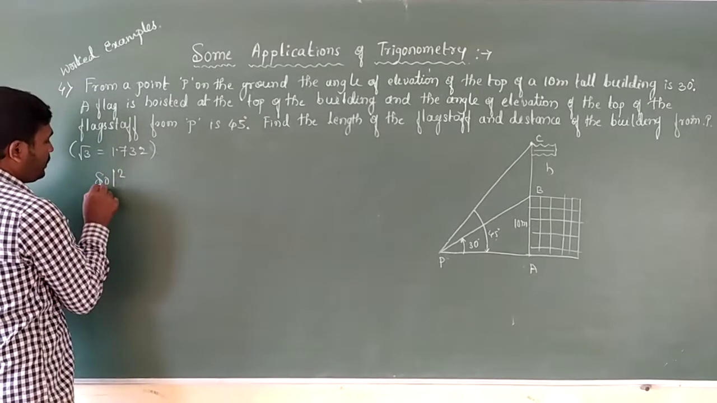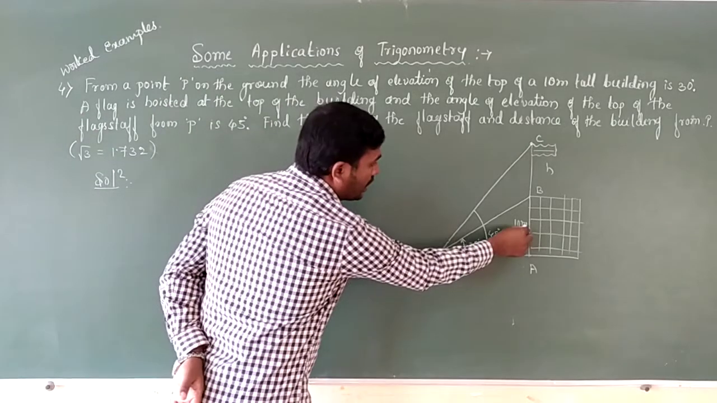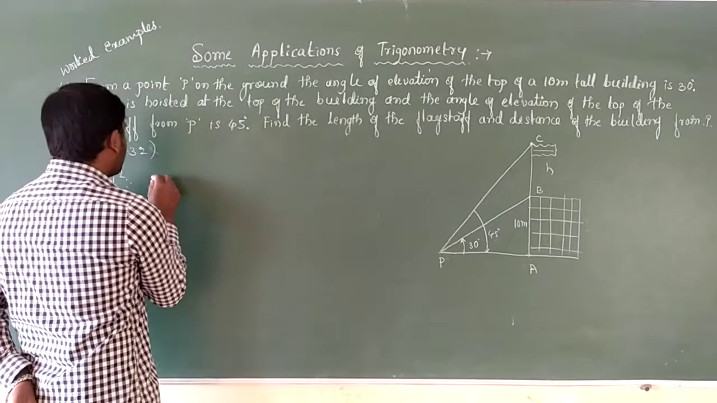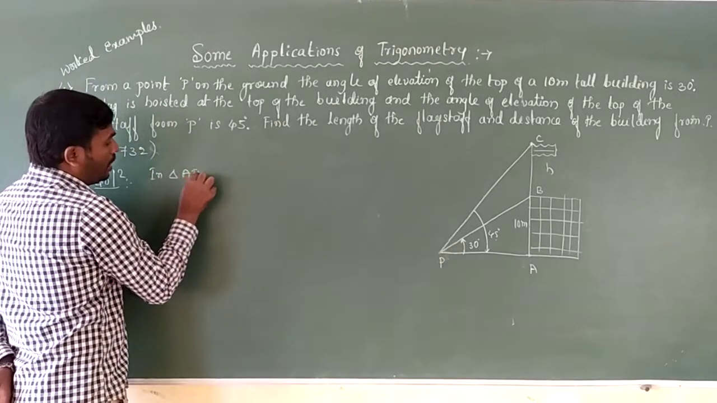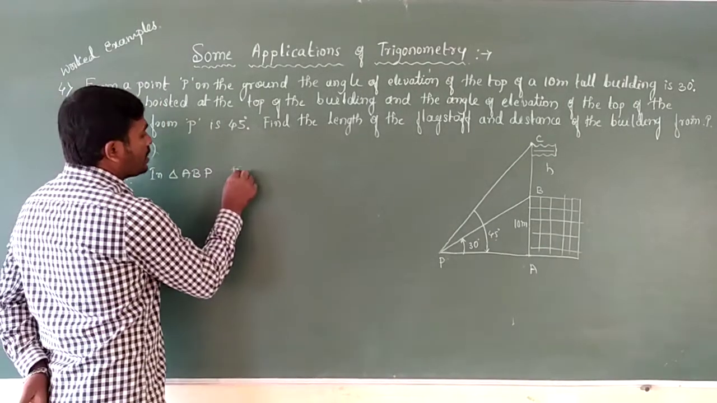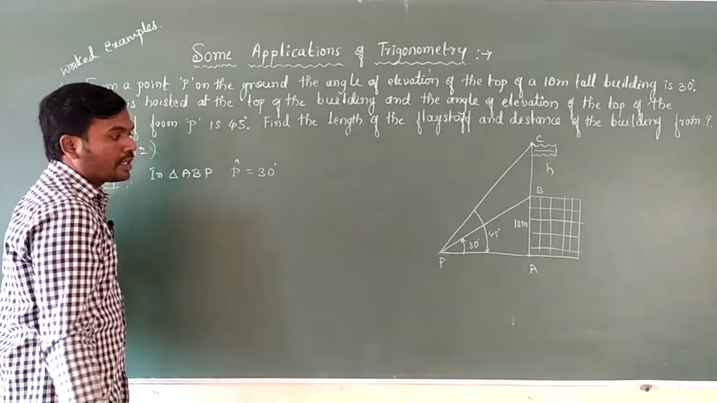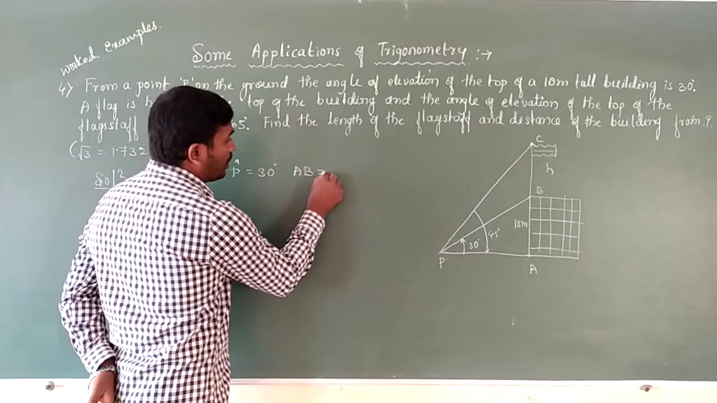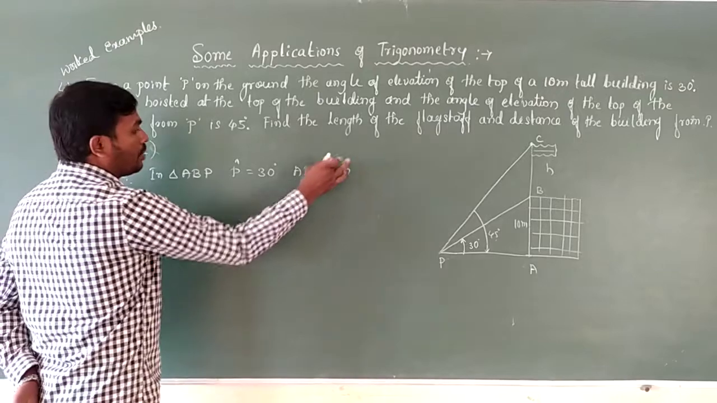Solution. Let us consider first the known to unknown. Here it is known, here it is unknown, in the triangle ABP. So let us consider that triangle. In triangle ABP, angle P is equal to 30 degrees, it is given. And the height of the building is given, it is 10 meters.